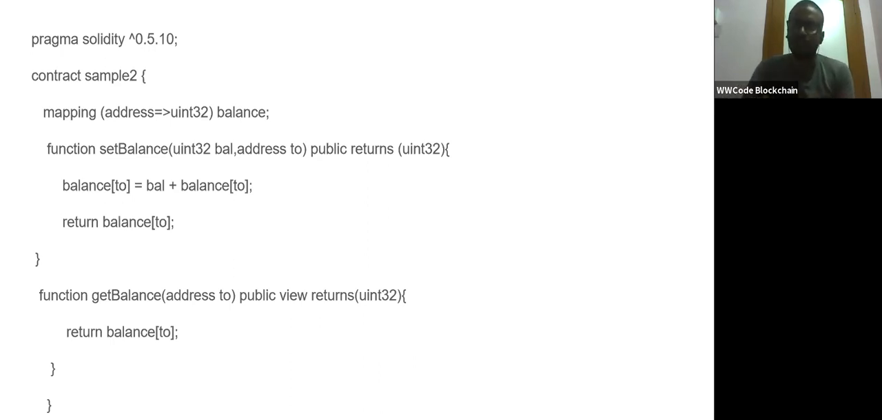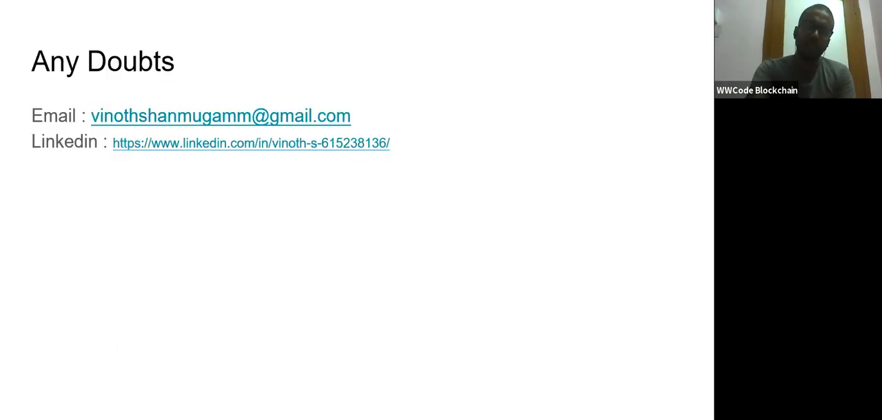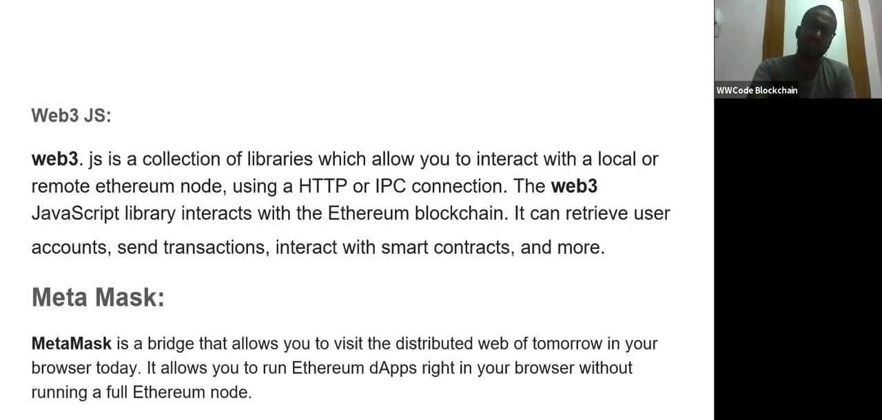Collection of the functions. We are connected to Web3, just using it to connect to the smart contracts. Between the front end and back end, the connection is made with the Web3 JavaScript libraries, only connected with the smart contracts. And MetaMask, I told you, is the wallet. So we are storing our cryptocurrencies, our tokens, or whatever things we are storing in our wallet.